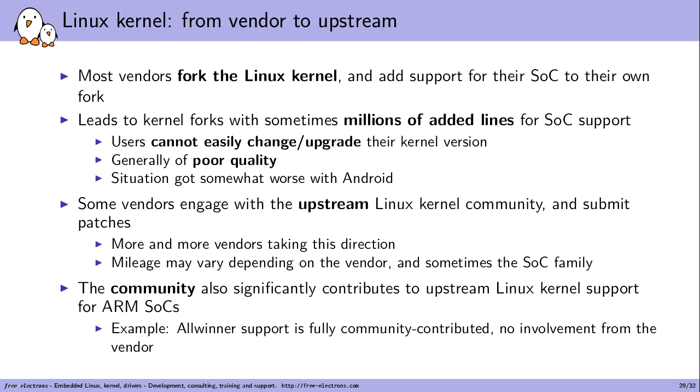So most vendors, to add support for their ARM processor, fork the Linux kernel. They add all the drivers that they need, and as Jonathan said earlier today, that can be millions of lines of code, and then they ship that to people. If you get that, it means you're essentially locked into using that specific kernel version. You cannot upgrade or change the kernel version, because there's so much difference between where you are and upstream. There's no way you can move to a newer version. Generally, this support from vendors is not of excellent quality. It depends.